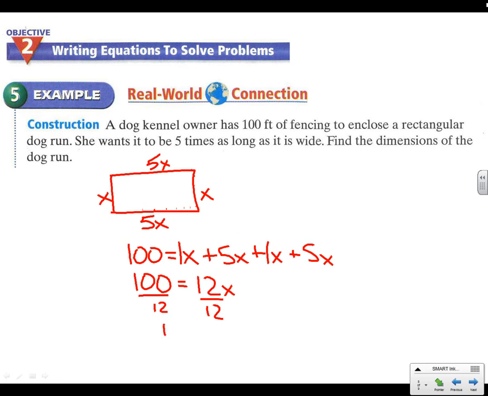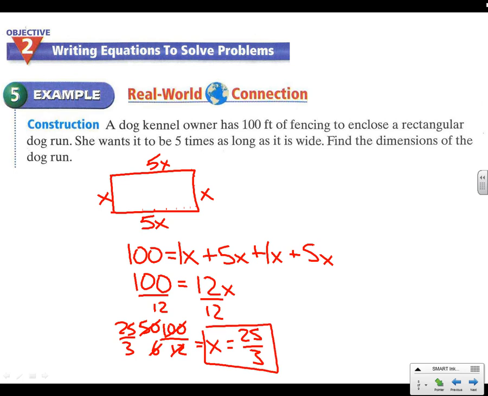So 100 over 12 equals x. We can reduce that. These are both even. So how about 50 over 6? Oh, they're both even again. How about 25 over 3? And that's as far as we go. x equals 25 over 3. Final answer. No restrictions on this when we look at our problem here. No denominators, right? So no x's in the denominator, so we're perfectly fine.